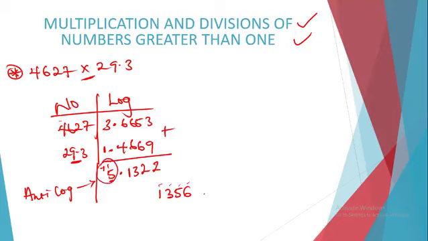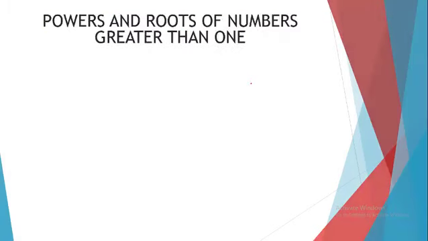6 is not up to 6. We add what? 0 and 0. Okay, so it means that 4627 times 29.3 is equal to 135600. Okay, let's go over to powers and roots of numbers greater than 1. Powers and roots of numbers greater than 1.